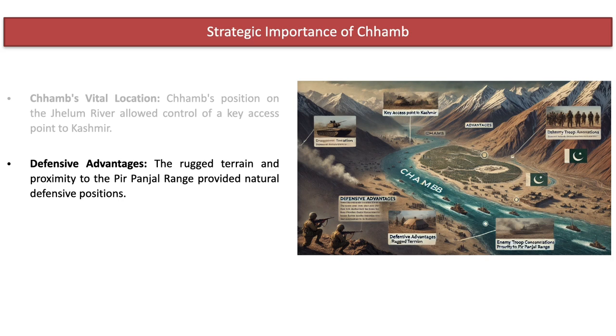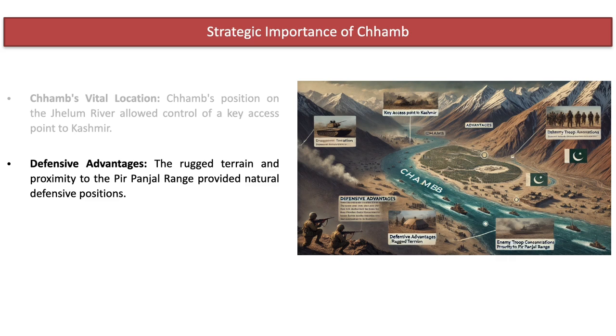and counterattacks. And then there is the proximity to the Pir Panjal Range, a massive mountain range that adds another layer of defense. This range was not just a scenic backdrop, it was a formidable barrier. The steep slopes and high peaks provided elevated vantage points for monitoring enemy movements and launching strategic strikes. Holding positions close to the Pir Panjal meant having the high ground, which in military terms is a huge advantage. It allowed the Indian forces to see the enemy coming from miles away, giving them time to prepare and respond.